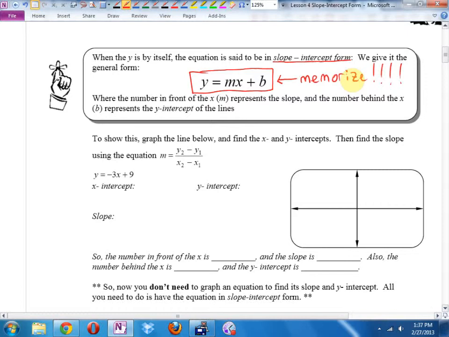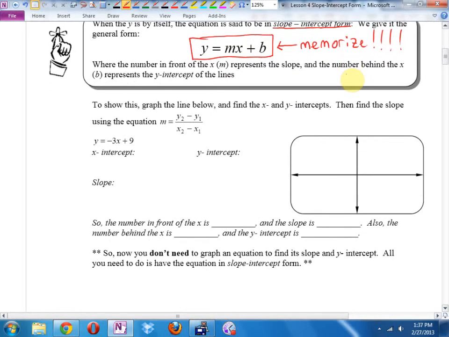Y equals mx plus b. Anthony, the number in front of the x tells you the slope. The constant term tells you the y-intercept. What if there is no constant term? Then your y-intercept is 0.